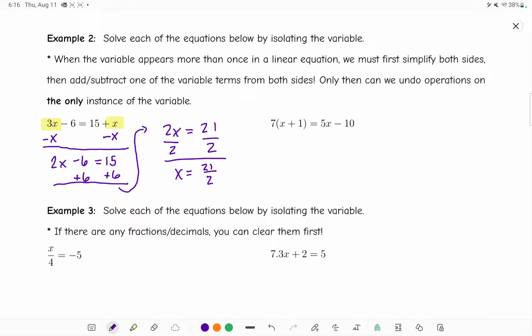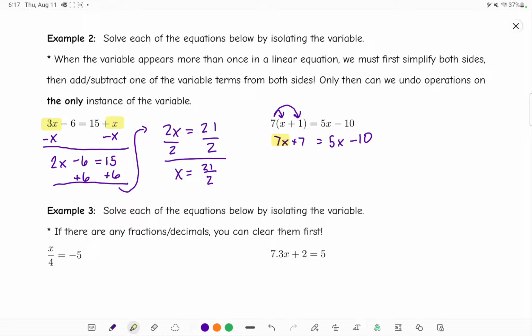Well, now with this next example, we have 7 times x plus 1 in parentheses equals 5x minus 10. Now 5x seems smaller because that is like a 7x, but I can't subtract 5x right now. So the first thing you have to do is distribute the 7. So we get 7x plus 7 equals 5x minus 10.